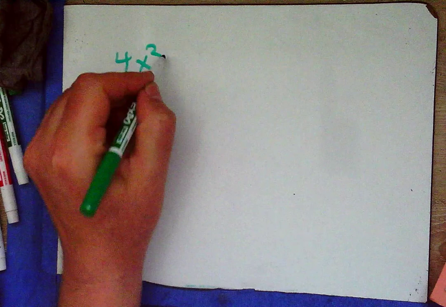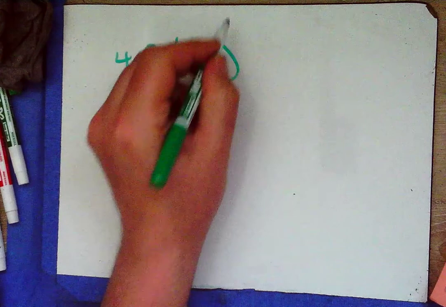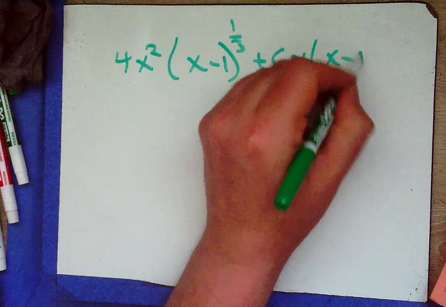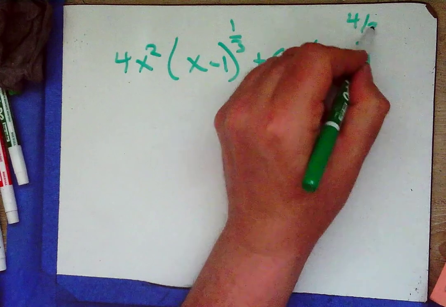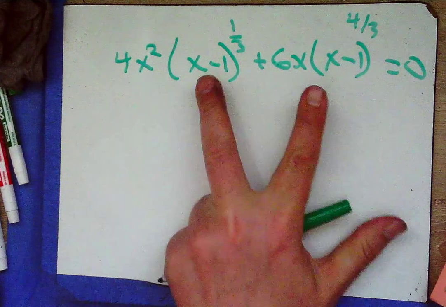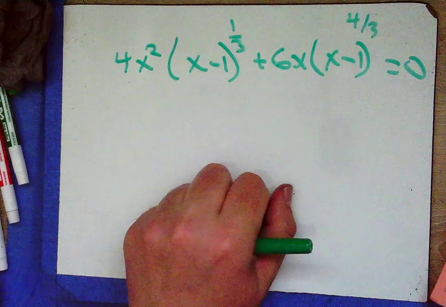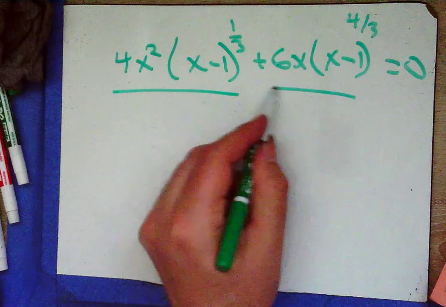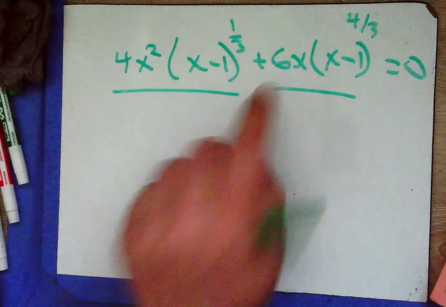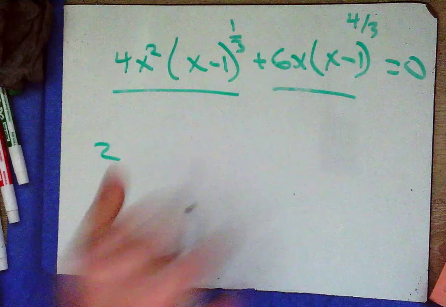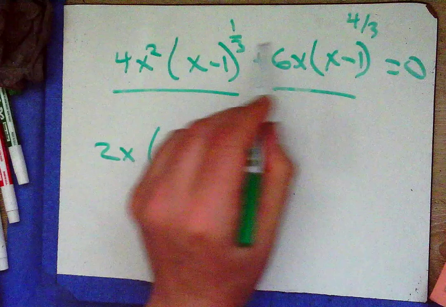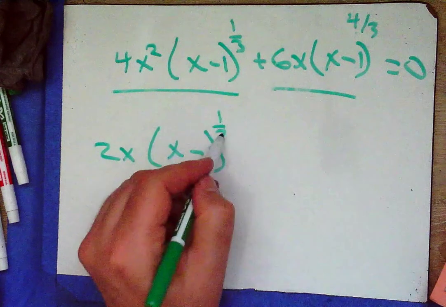4x squared, x minus 1 to the 1/3, plus 6x, x minus 1 to the 4/3 equals 0. You know what this is? This is one of those GCF factoring problems. Look, I've got two terms, and now I look for what they have in common. They have a 2 in common. They have an x in common. They have an x minus 1 to the smallest power in common.